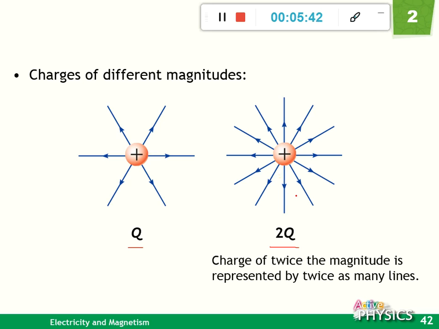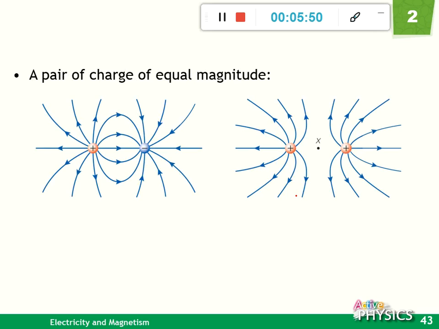This one, charge of twice the magnitude, is represented by twice as many lines. How about this? This one will be the harder question.